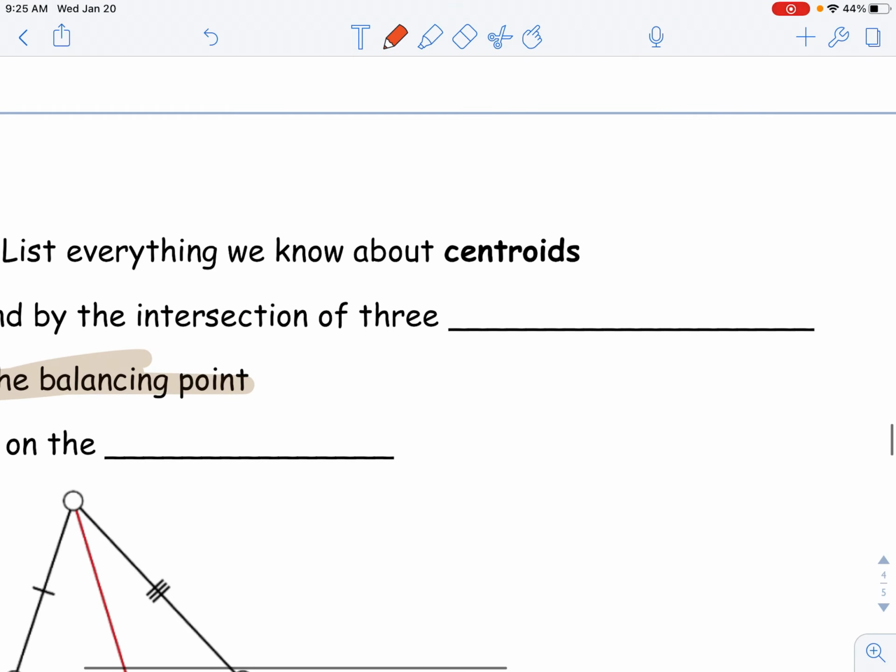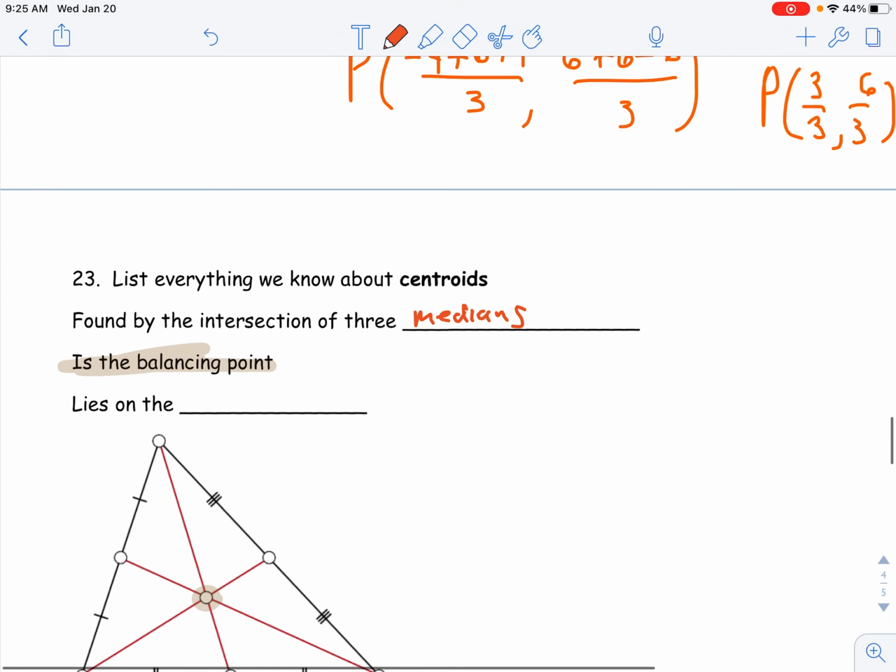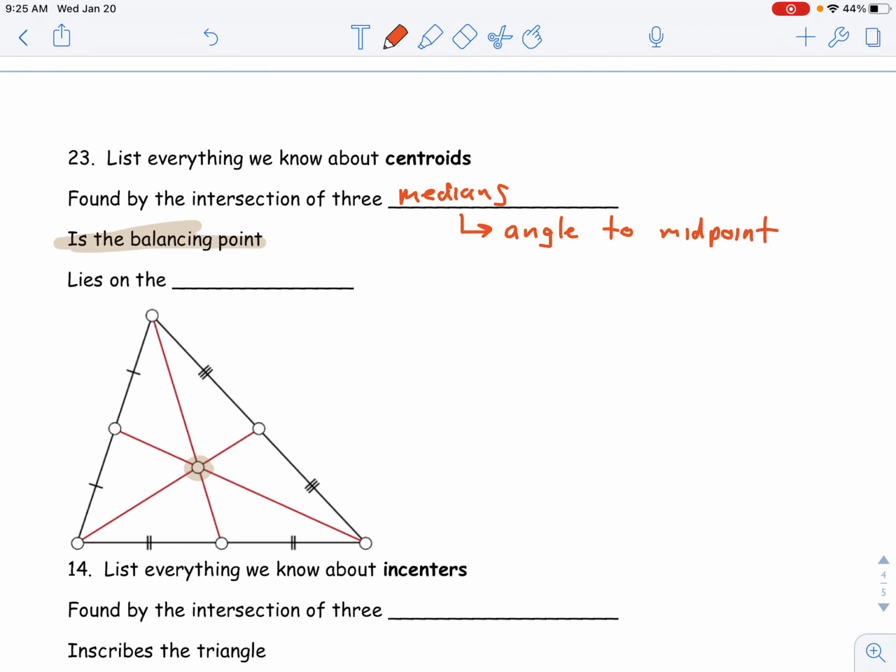But anyways, it's found by the intersection of three medians. All right, and then medians go from angle to midpoint. All right, that's what a median is. So looking at this one right here, we'll just investigate this one that I'm drawing on right now. This is angle A, it goes to the midpoint. We'll call this lowercase a. That's a median, and it always lies on the inside.